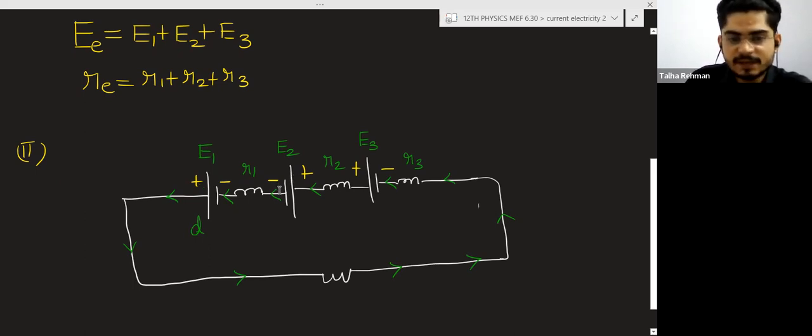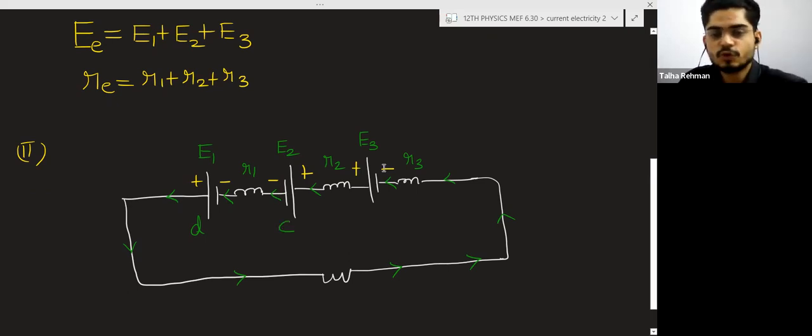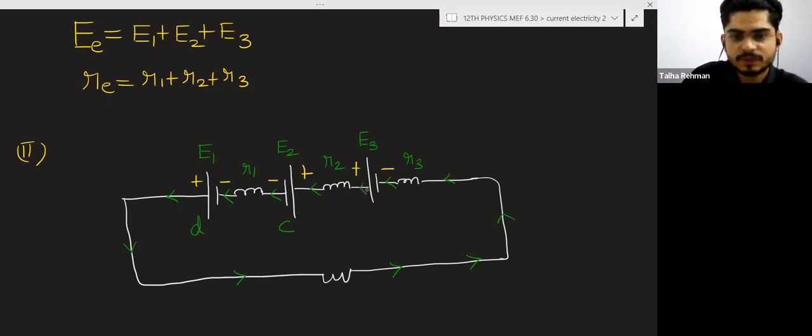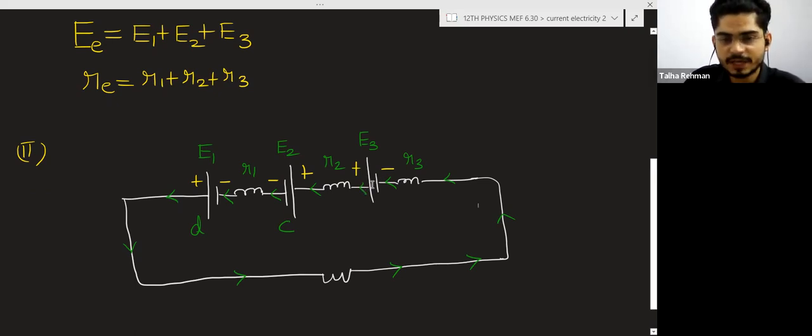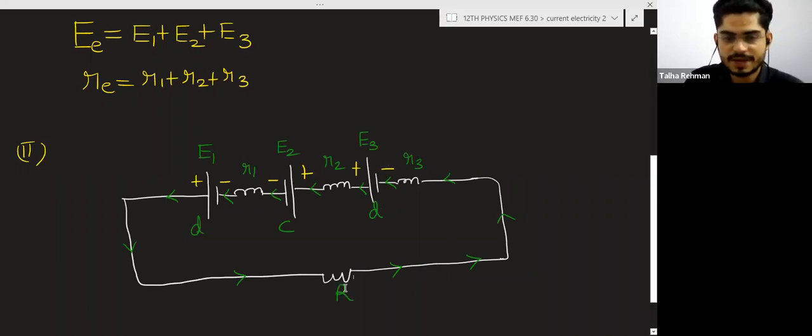And this is the next cell. You can see here in this cell the current is flowing from the negative terminal to the positive terminal. So this cell is charging. And in this cell you can see the direction of current is again from the positive terminal to the negative terminal. So this cell is also discharging. So the direction of current will tell you whether the cell is in the charging condition or in the discharging condition, and this is the external resistance.